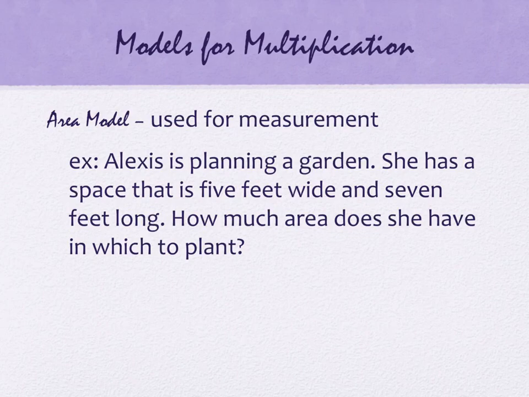It's an area model. An area model means I'm counting space. How much space something is. Alexis is planning a garden. She has a space that's 5 feet wide and 7 feet long. How much area does she have in which to plant? Now, if we changed it slightly, we could turn this into an array question. It could say she's planting 5 plants wide and 7 plants long, right? And I'd be counting plants, but I'm not actually counting plants. I'm counting space. That's what makes this an area model.